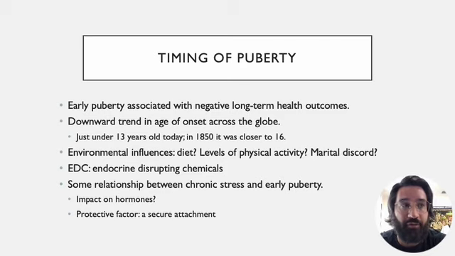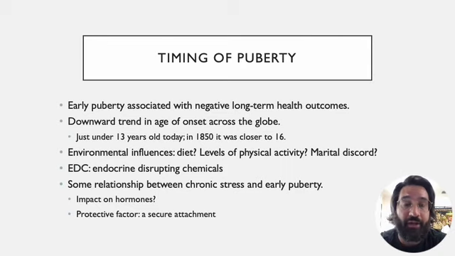And so there are a lot of theories or explanations for why this might be the case, but it's still not really well known why puberty is beginning earlier and earlier. It could be environmental influences: diet, what we're eating, physical activity, things like marital discord at home and stress. We know that there is some relationship between chronic stress and early puberty. So perhaps the stress response has some sort of relationship with the release of certain hormones or what's going on neurologically in the brain.